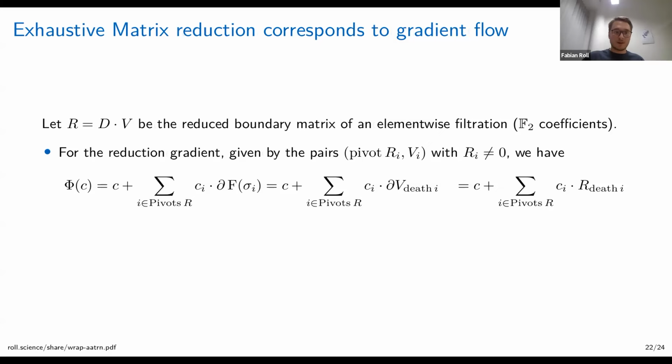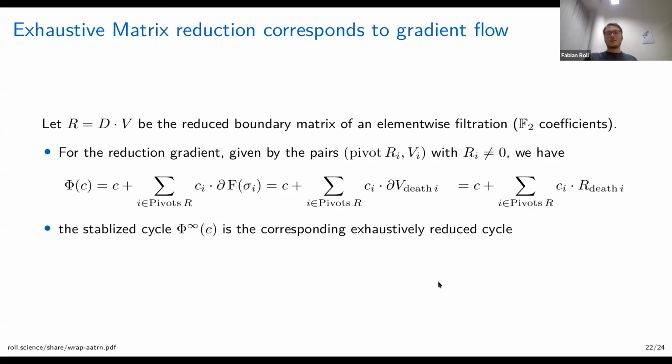And as a matter of fact, you can also show that the stabilized cycle associated to the cycle, which is the cycle you get by iteratively applying the flow as long as there is something changing, and at some point there's nothing changing anymore, that's the stabilized cycle. You can show that this stabilized cycle is actually the corresponding exhaustively reduced cycle. So in that way, if you set it up correctly, you will see that there's a tight connection between exhaustive matrix reduction and the gradient flow of the reduction gradient.